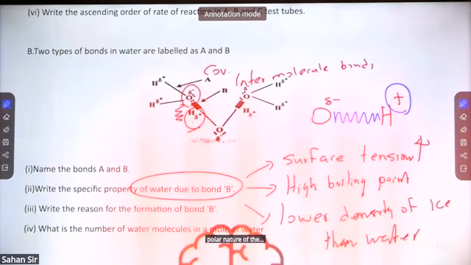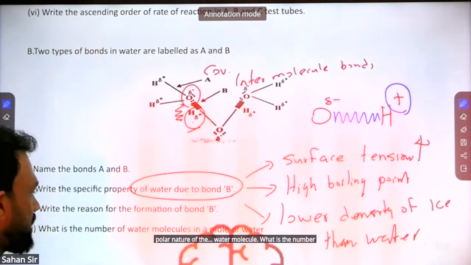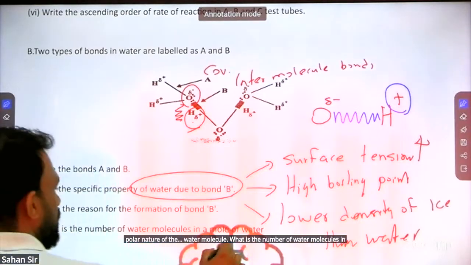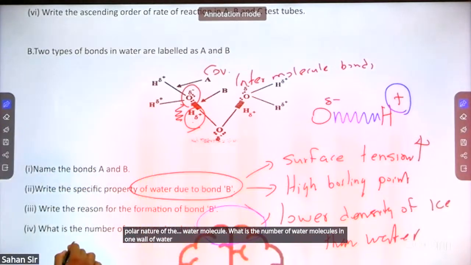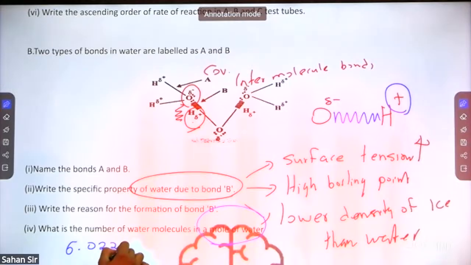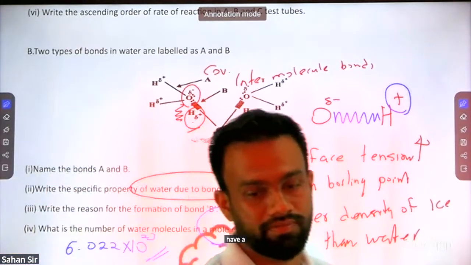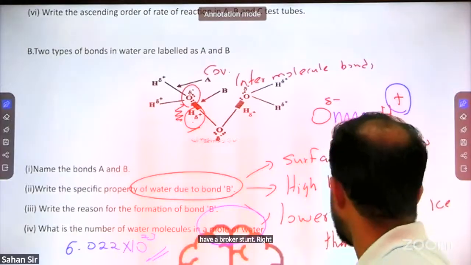What is the number of water molecules in 1 mole of water? 1 mole, Avogadro constant. Right. Is it clear?